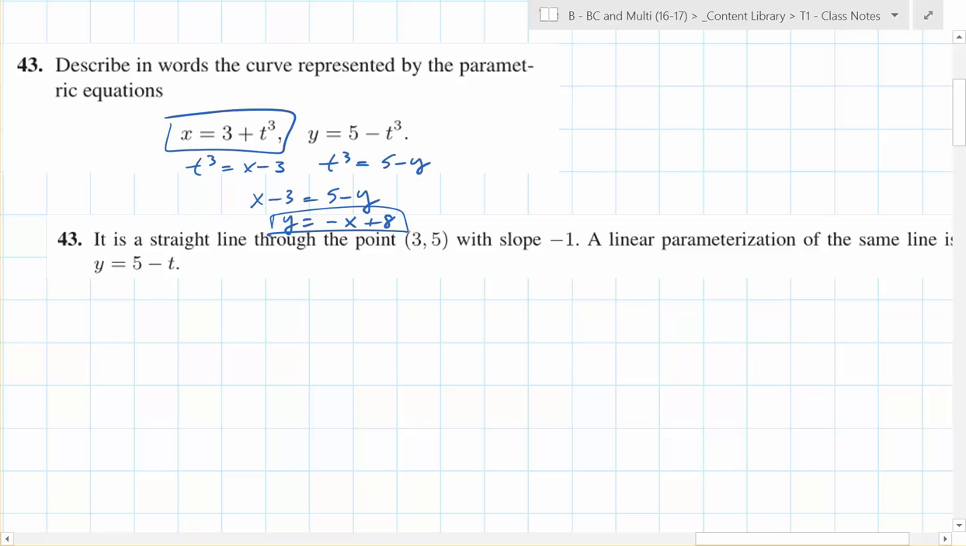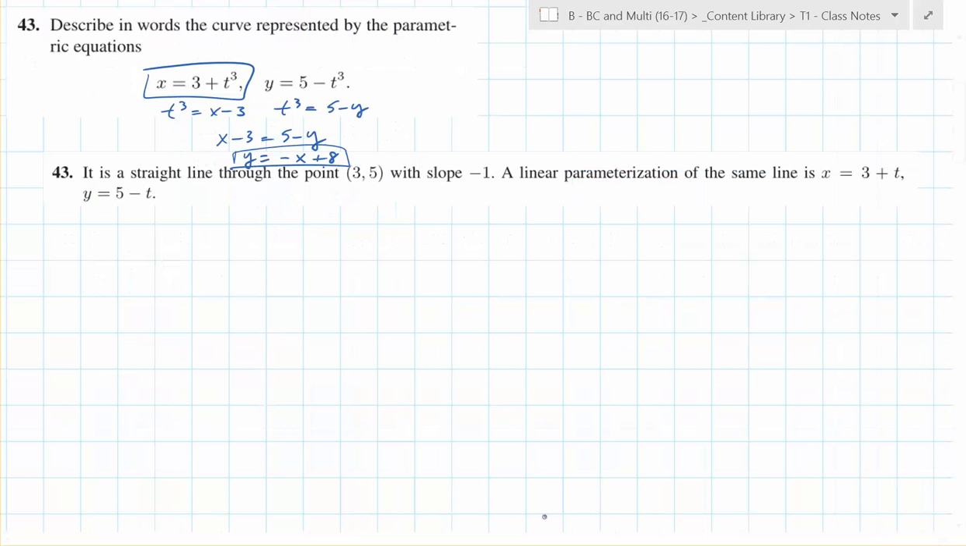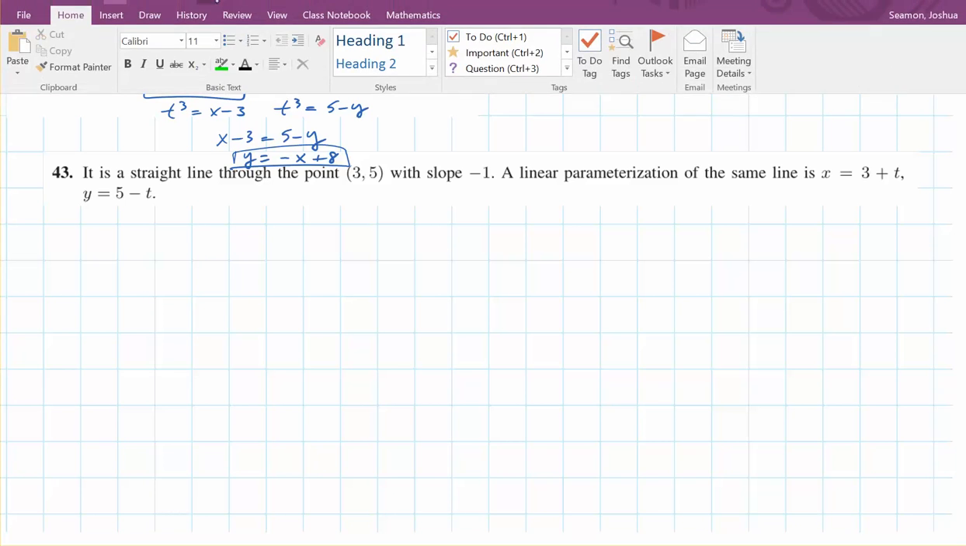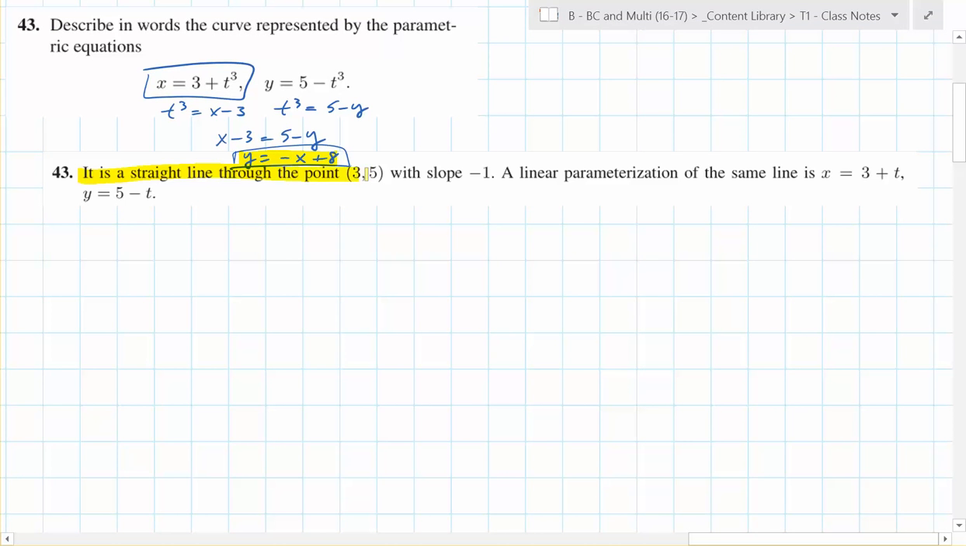The key is that t is being raised to the same power. If t is being raised to the same power, you're going to get a line in general. It's verbally describing this function right here. I just didn't understand the linear parameterization. A linear parameterization of the same line. Yep, anything instead of t. So this is a linear one.